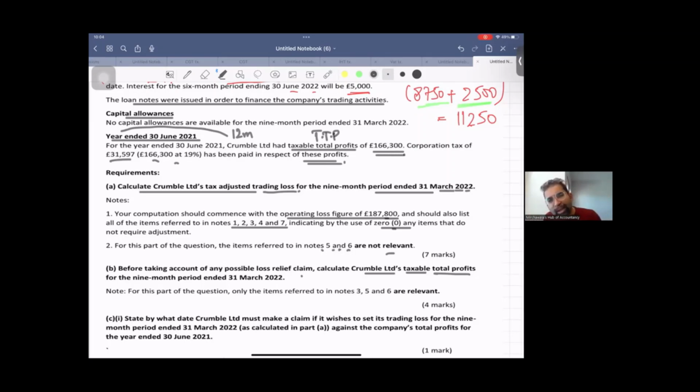But if you are asked to calculate companies tax, so only one column. For companies, there is only one column: trading income, property income, gains, and interest income. Remember, you will get total profits, and from total profits, you will deduct QCD, you will get taxable total profit. That's it. In companies, there is only one column. So in B requirement, you have to make that column, but they are saying before taking account for any possible loss relief claim. So my dear student, no need to set off any loss in requirement B. Okay.